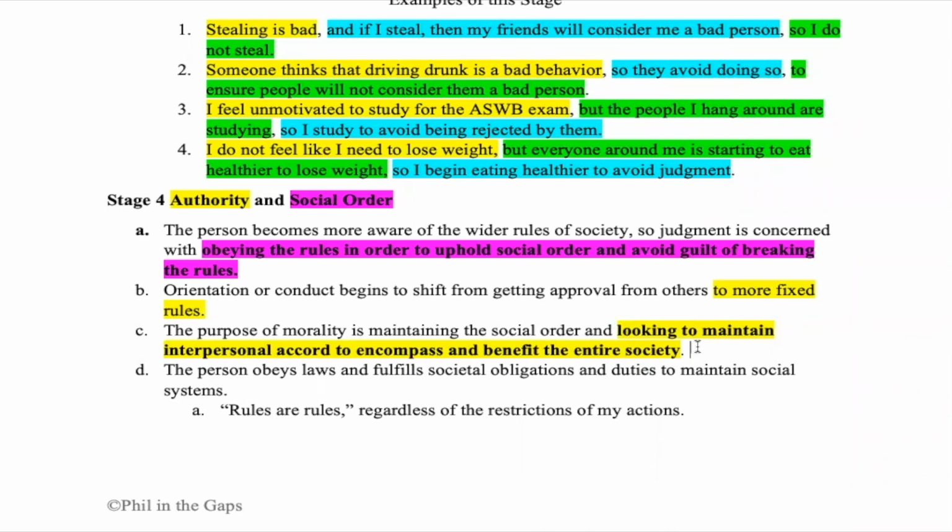So this is where the person obeys the laws and fulfills societal obligations and duties to maintain social systems. So this is where rules are rules, regardless of the restrictions of my actions. So even if I disagree with the rule or law, I'm going to follow it in order to maintain social order for everybody.